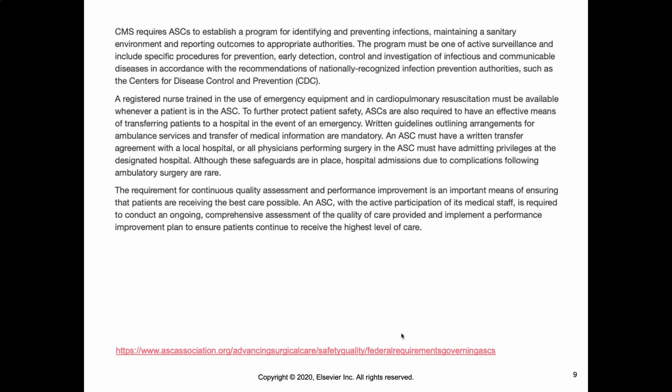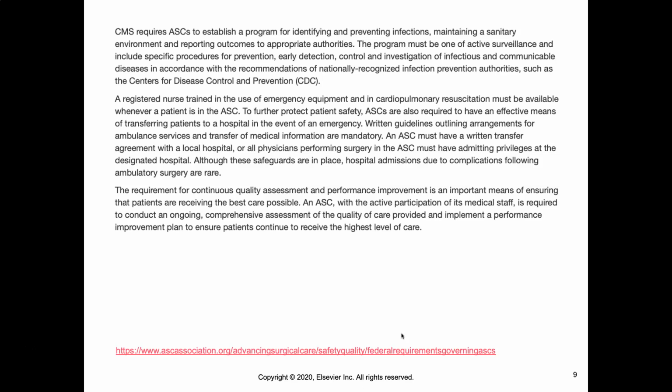But ASCs rarely have situations where they admit to a hospital because they screen the patients that go to an ASC. An ASC is only for patients that are able to be in and out the same day. So if there's any indication that you're dealing with a patient that is going to potentially have issues with the anesthesia or with the procedure itself, or they've got some risk factors, the physician has to refer those patients to the hospital outpatient department because they have to be there due to the risk. But if they're relatively healthy, the ASC is a great place for that.